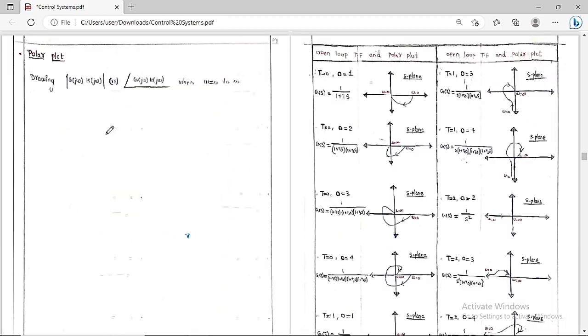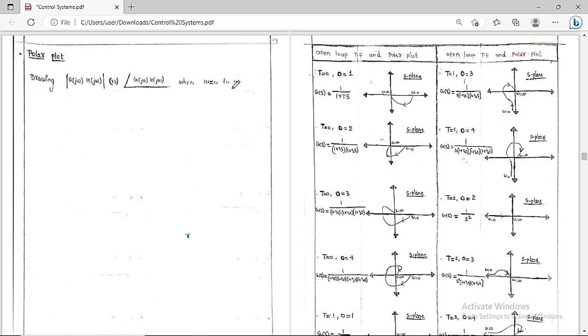We are going to discuss another concept, which is the polar plot. Polar plot means drawing the magnitude of G(s)H(s) versus the phase angle of G(s)H(s) when the value of omega is varying from 0 to infinity. Basically, it is drawing the graph between the magnitude of G(j omega)H(j omega) versus the phase angle of G(j omega)H(j omega) when the value of omega is varying from 0 to infinity. That is called a polar plot.